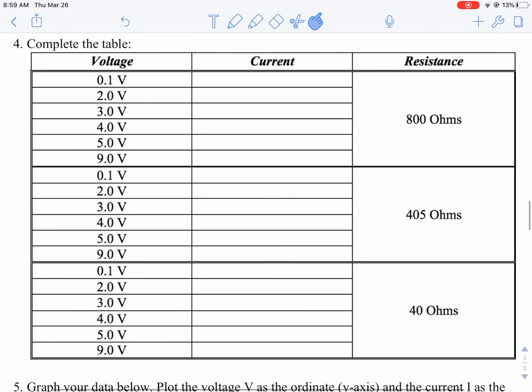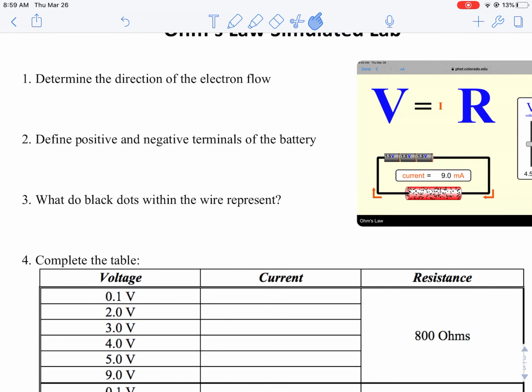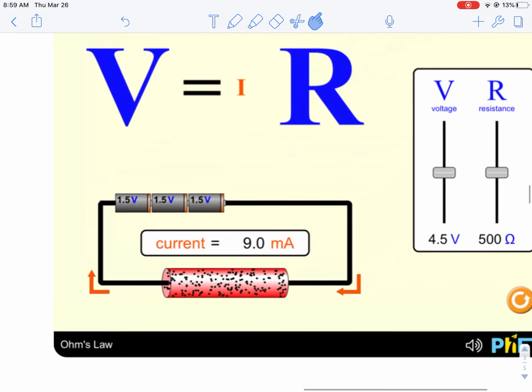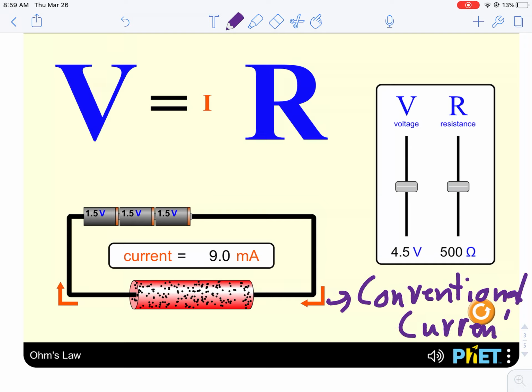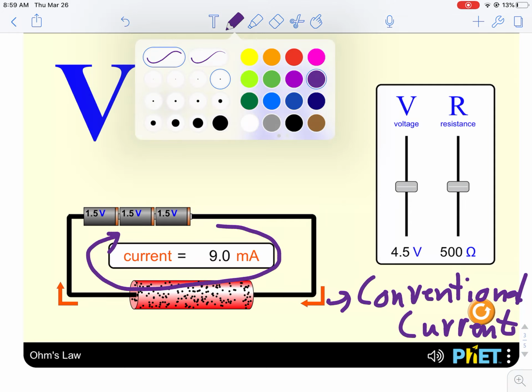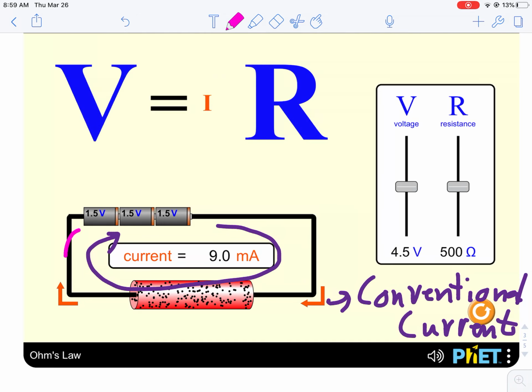For this part here, we're supposed to determine the direction of electron flow. So in the simulated lab, they gave you the direction of the conventional current. Because when they determined the direction for conventional current, they didn't actually know anything about electrons, this is actually backwards to what's happening in real life. So even though we define conventional current as what a positive charge would do, electron flow is actually the reverse of that. So electrons are actually flowing in this direction.